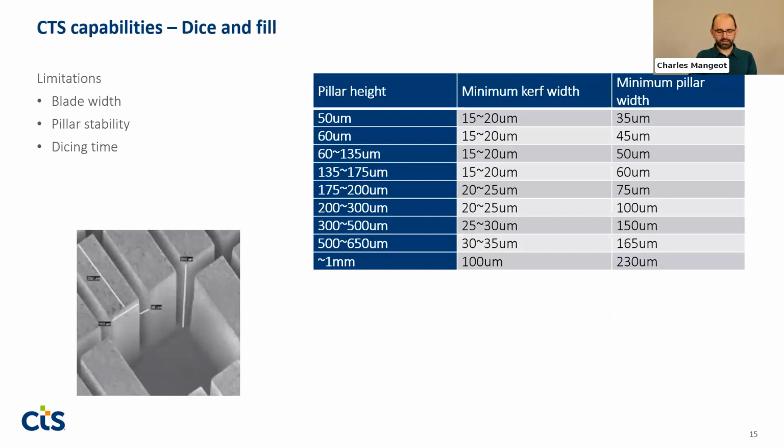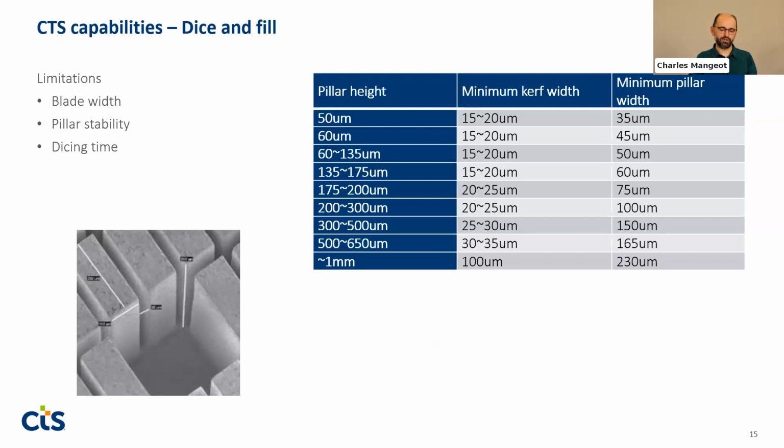All right, capabilities. We do have some limitations. We have challenges with collapse of the pillars because we free the ceramic material, and we have, of course, the cutting, dicing stress that is applied, and that may result in some pillars just falling off or being unstable. So there are different things that we need to consider.